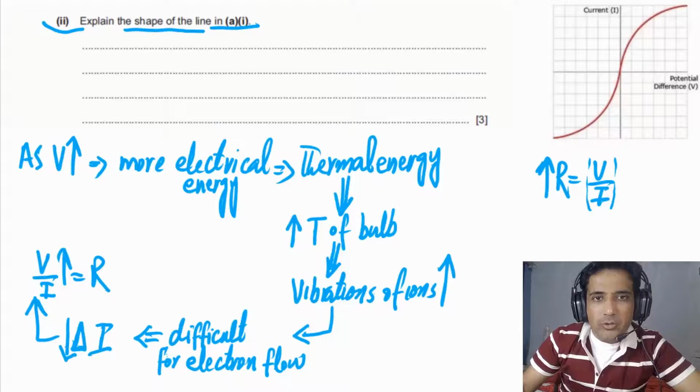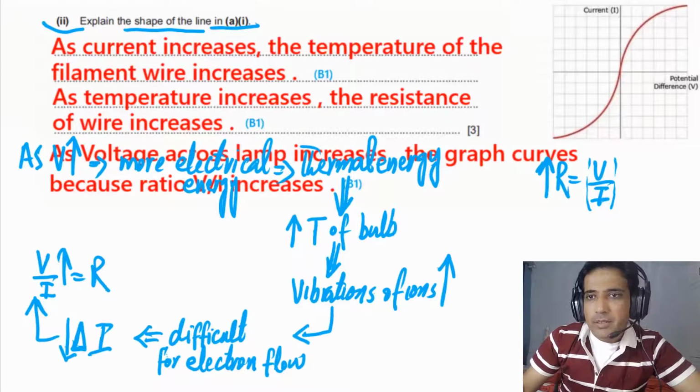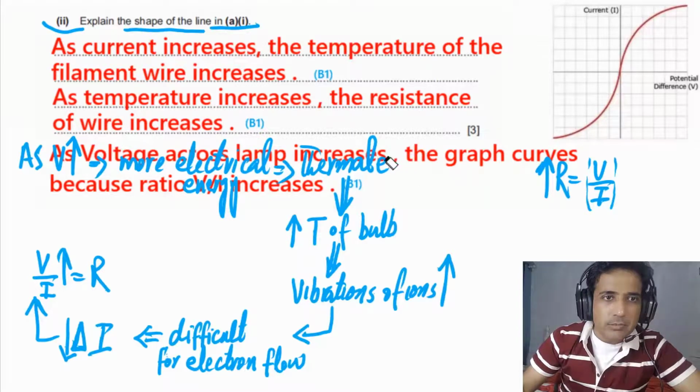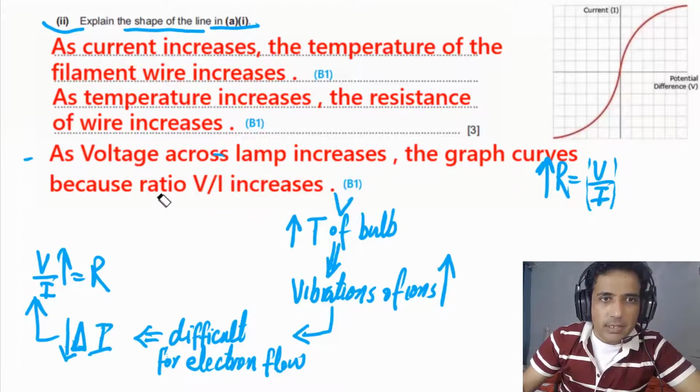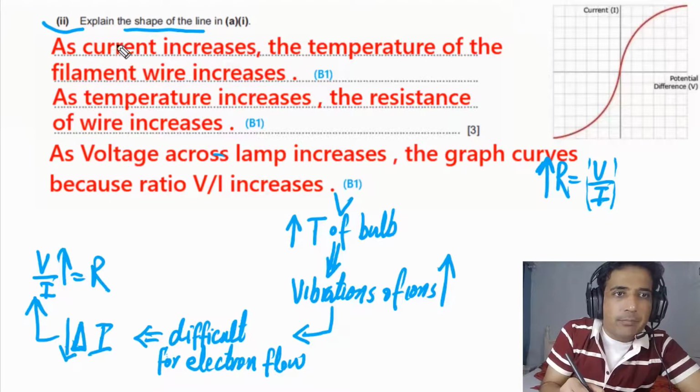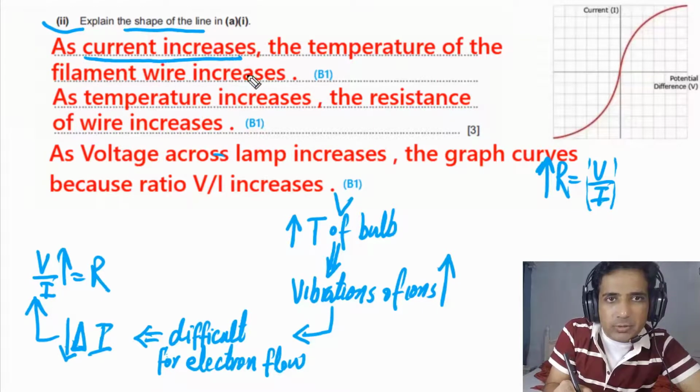In order to write down the answer for this question, you have to mention three important points. So let me clean this one so you can see what I have written. So these points you have to mention in your answer. If you have mentioned that as current increases, the temperature of the filament wire increases.